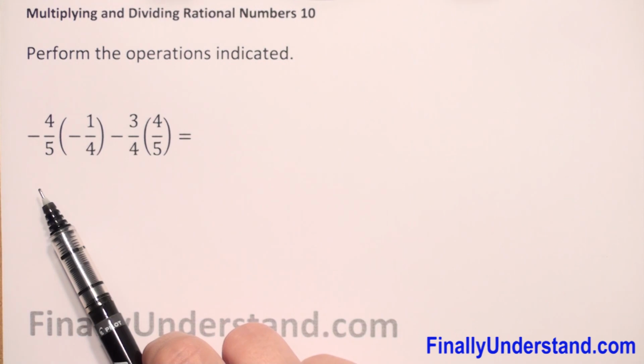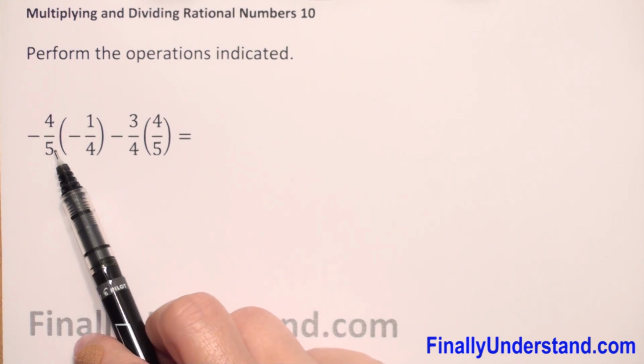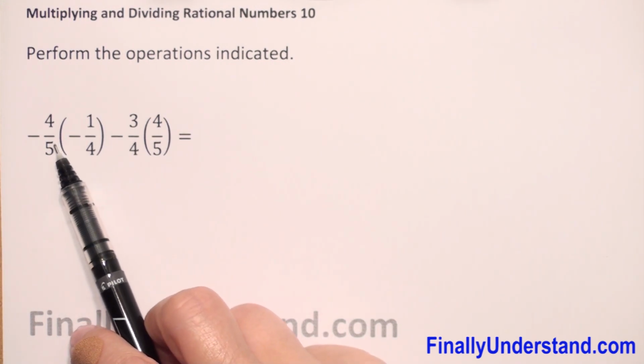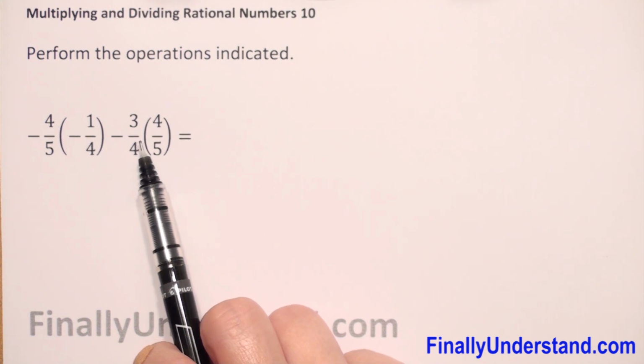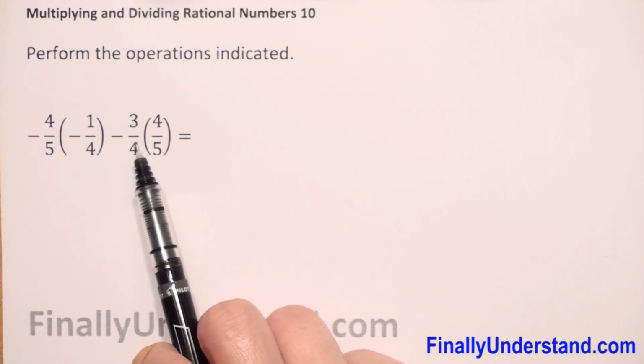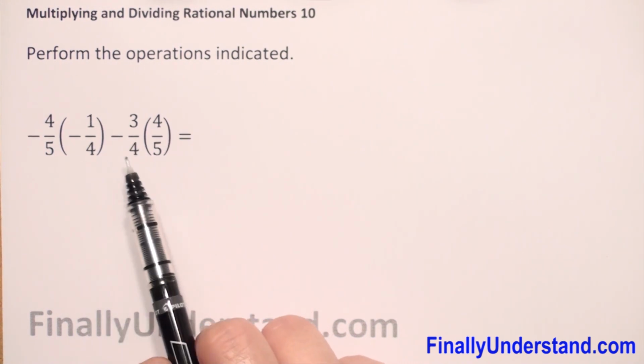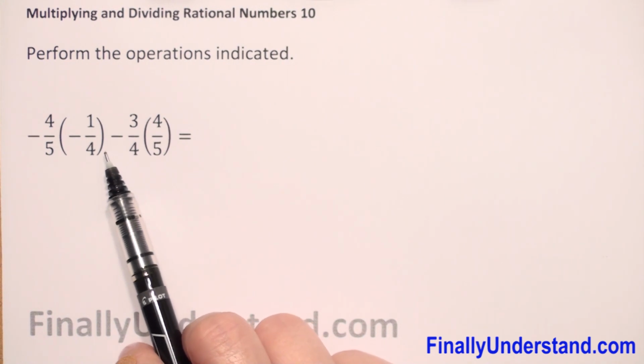Perform the operations indicated. So first we have to check what kind of operations we have here. When we don't have any sign, it's always multiplication. So we have multiplication, subtraction, and multiplication. The order of operations for rational numbers is the same as for integers. So first we have to do multiplication, then subtraction.